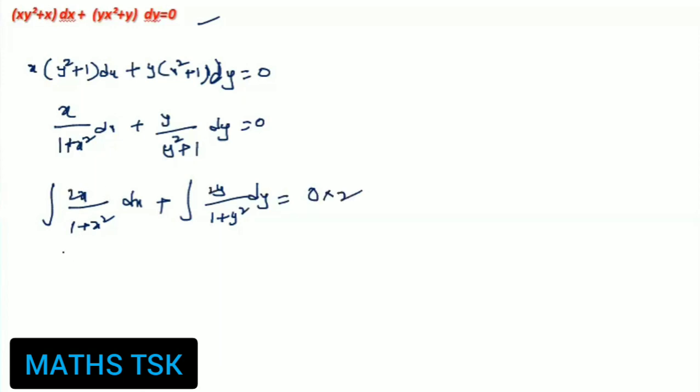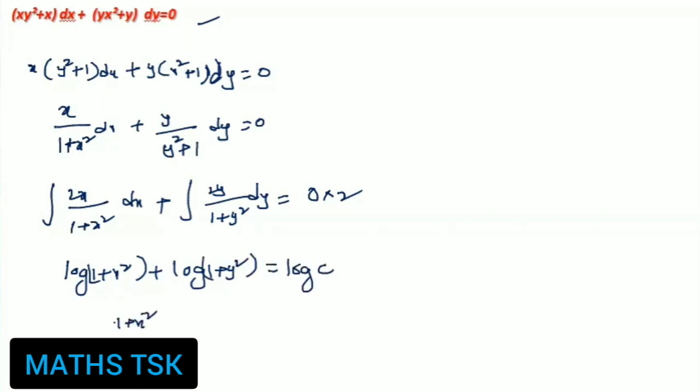Right. This becomes log of 1 plus x square. This becomes log of 1 plus y square. And then this is equal to log c. This is 1 plus x square into 1 plus y square. Logarithm, when you eliminate, it becomes log a plus log b is log ab. If you eliminate logarithm on both sides, you will get this.